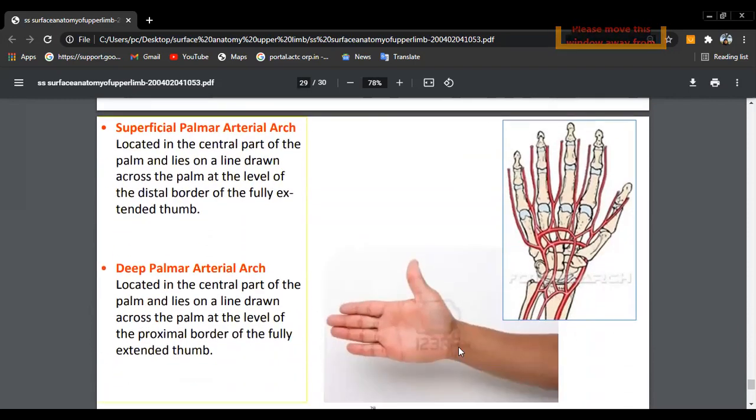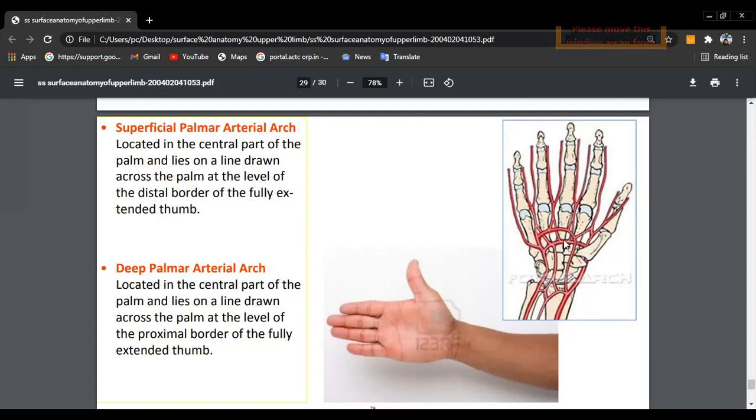Then, in the palm, you have also discussed the superficial palmar arch and the deep palmar arch. The superficial palmar arch is located in the central part of the palm, when you allow the palm to be extended, at the distal border of the fully extended thumb. This is the distal border, right? Of the fully extended thumb, we would be able to locate the superficial palmar arch.